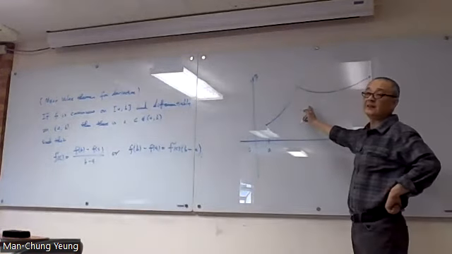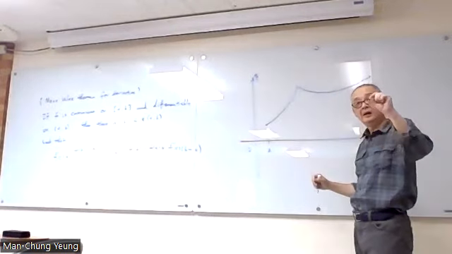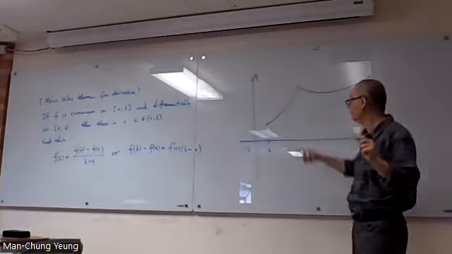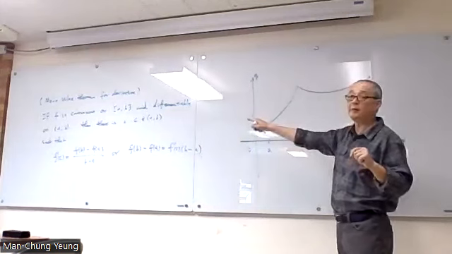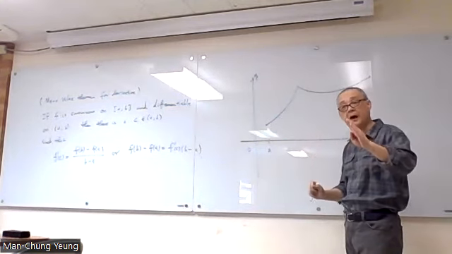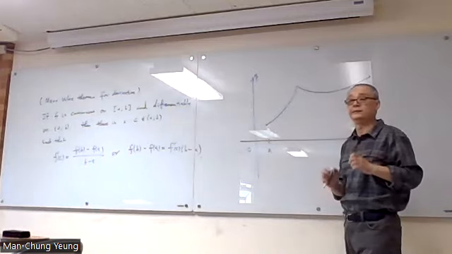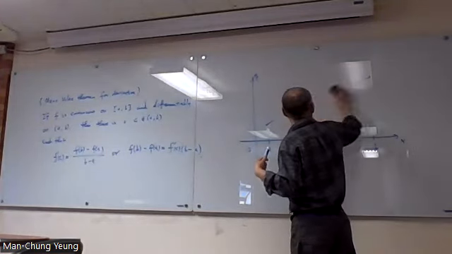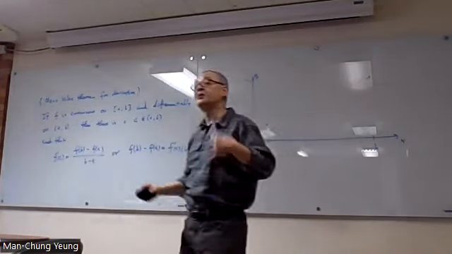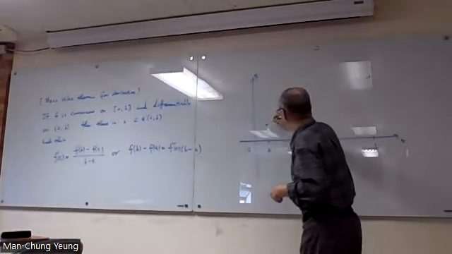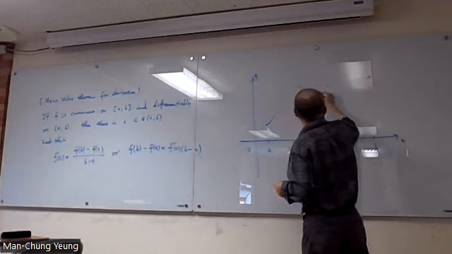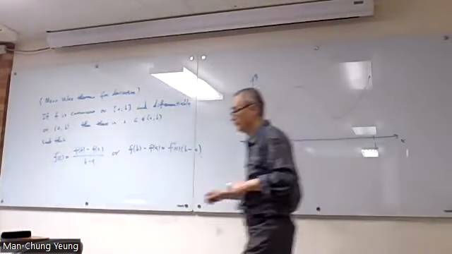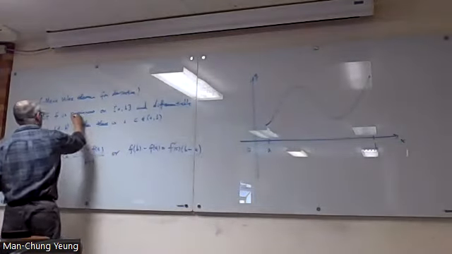Not this case. This function, the graph has a corner. And a corner function is not differentiable. No derivative here. The theorem requires continuous and smooth, no corner. Let me redraw the curve. Right? Curve, continuous, yes. And smooth, no corner.